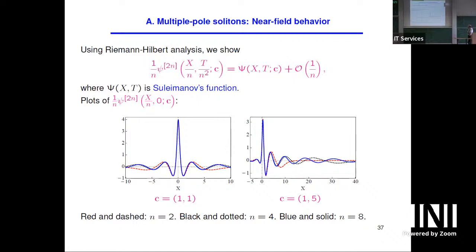So what's happening here? I'm actually not plotting Suleimanov's function here. What I'm plotting is the solution to these high order poles. Well, 2 isn't very high, but even then it's already kind of looking close. So I'm just doing 2 poles, 4 poles, 8 poles, and you're seeing the convergence to a certain function.